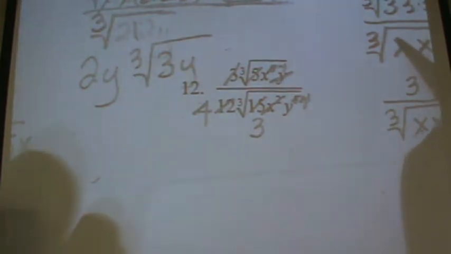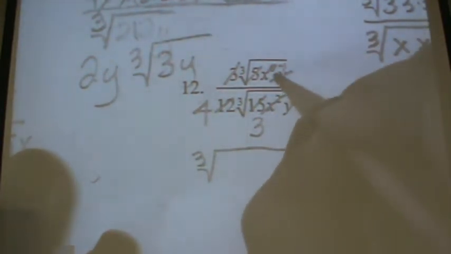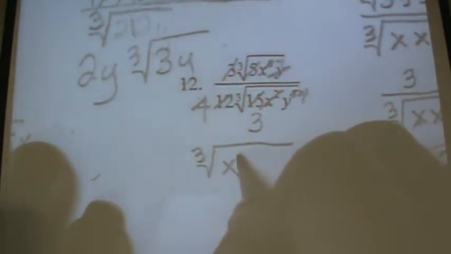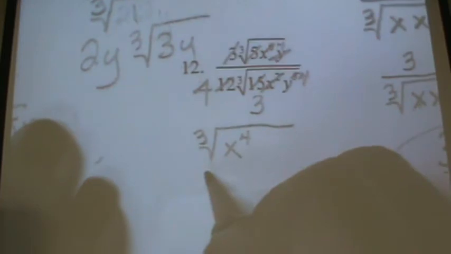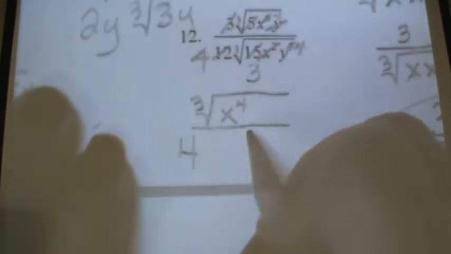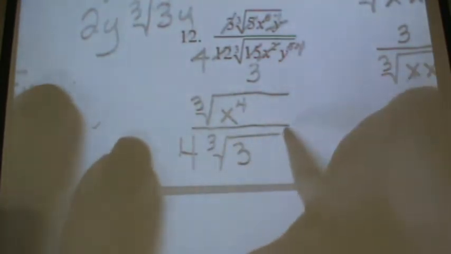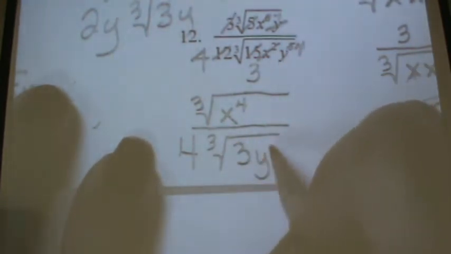So what do I really have? On top I have the cube root, the 5 canceled. We had, and I crossed it out, how many x's were there? 6, so there's 4 left. And then there's no more y's. On the bottom, we have a 4 sitting outside. And then we have the cube root of 3. There's no more x's, but there's 4 y's.